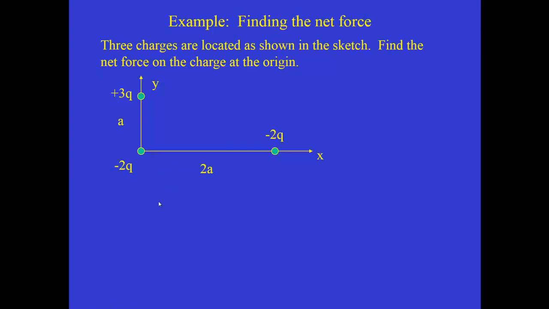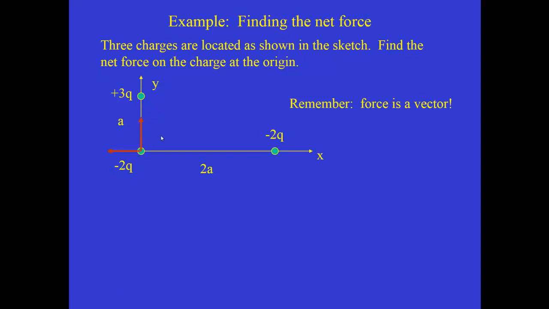And we have to remember, of course, that force is a vector. And so if we want to find the net force on the charge at the origin, we have to sum up the forces that it feels due to the 2 other charges. So let's draw those in as vectors. We'll see, of course, that the plus charge on the positive y-axis pulls upward on the negative charge. Since they're opposite, they attract each other. So we'll have to calculate that force.